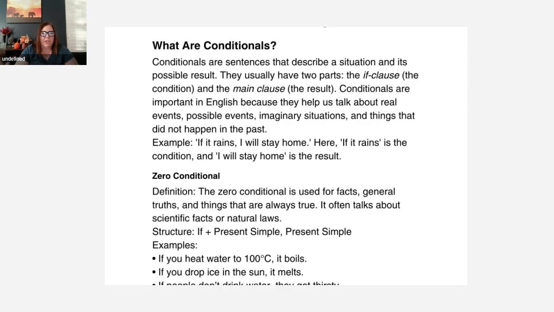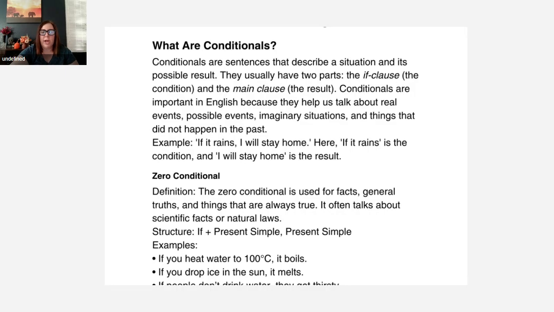So, conditionals. There are two parts to them. And what are they? Well, they have an if part and they have a result part. So, they help us talk about situations with a result. If it rains, the result is I will stay home. And there are zero conditionals, first conditional, second, blah, blah, blah. And let's break it up.